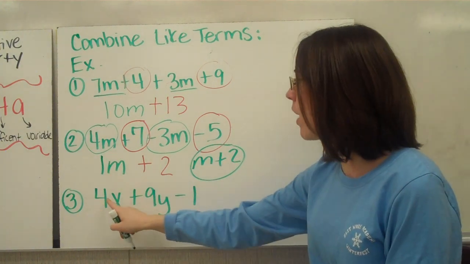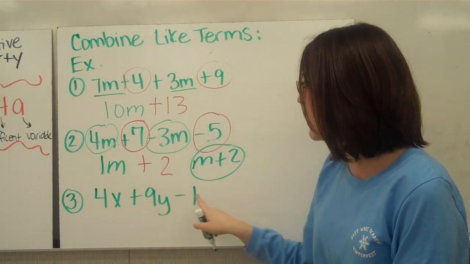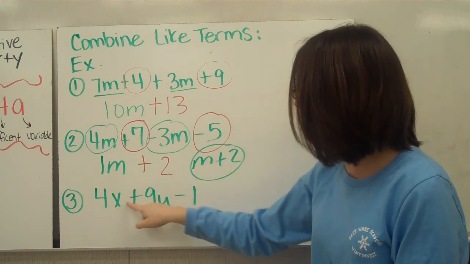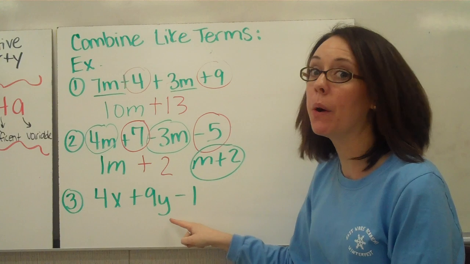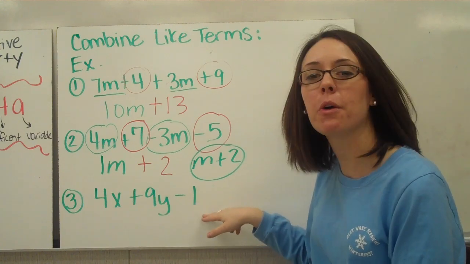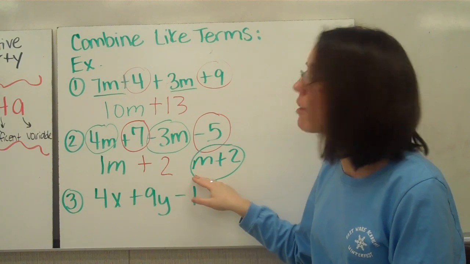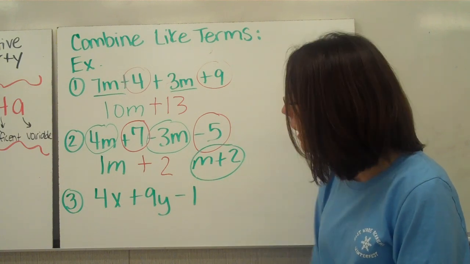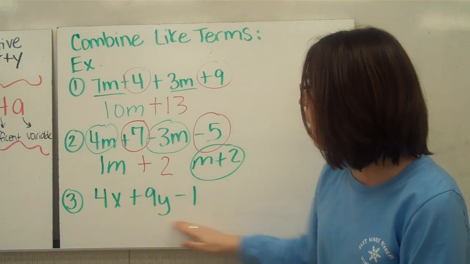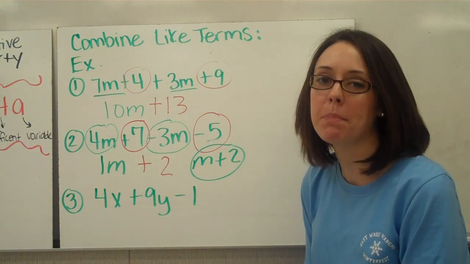Example 3, 4x plus 9y minus 1. Let's see what we can combine. Do we have any other x's? Nope, no other x's. Do we have any other y's? Nope, no other y's. Do we have any other constants or numbers? Nope. There is nothing in this expression that we can combine. So this is already in simplest form. That would be our answer.